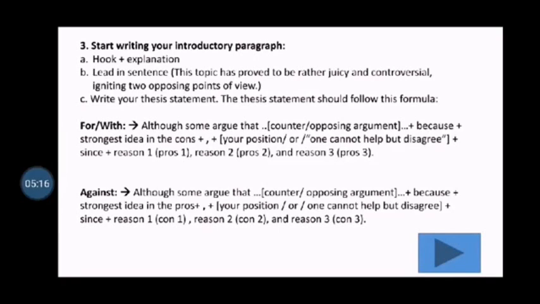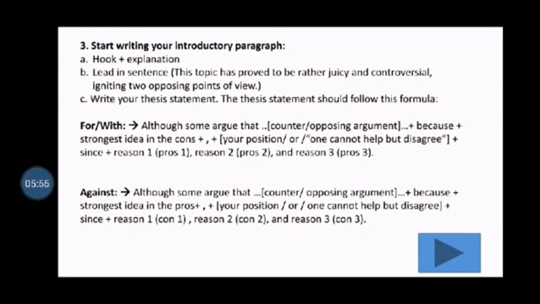If you are for, you would start with, "Although some argue that," then you write the counter and opposing argument. You then use the word "because" and the strongest idea in the opposition, followed by a comma. Then you mention your position, or "one cannot help but disagree." You then use "since" to mention the two controlling ideas that support your stand, and you mention the reasons, reason 1, 2, 3, because you are with.